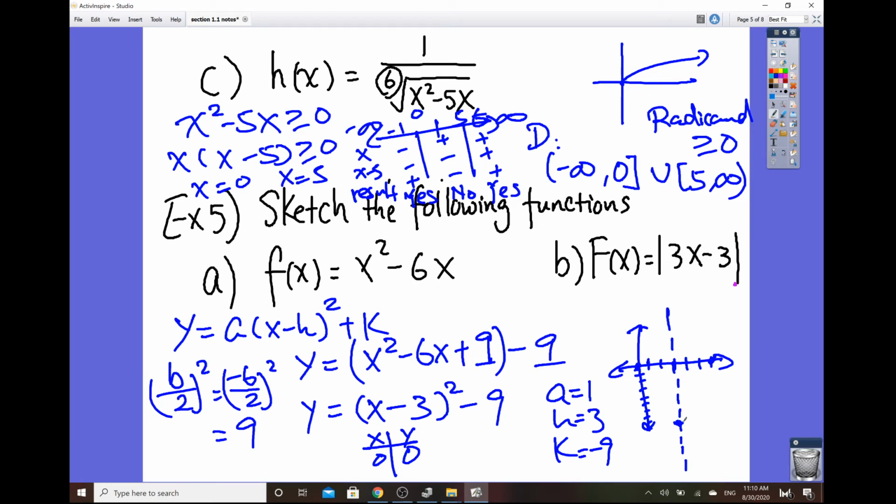And then once you get those dots, all you need to do is just connect them. And that would be the parabola.